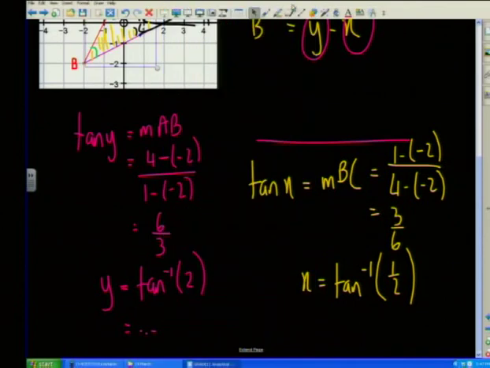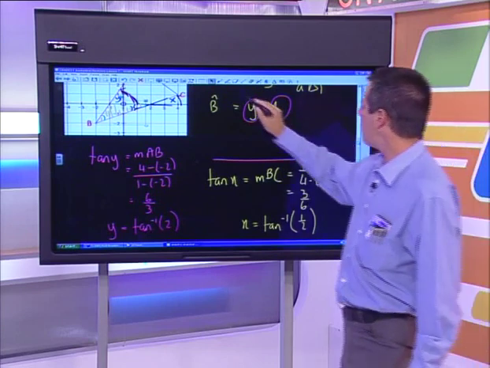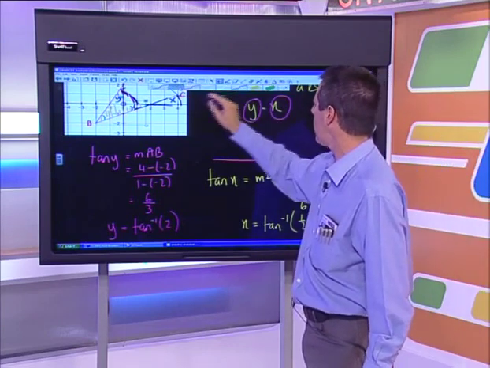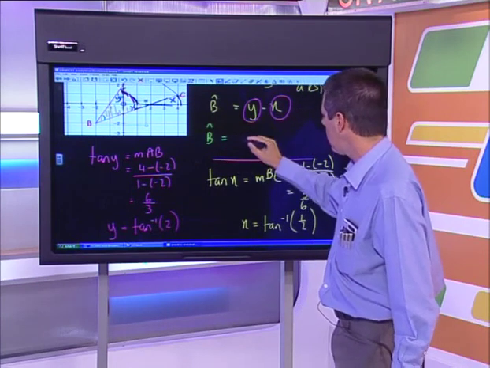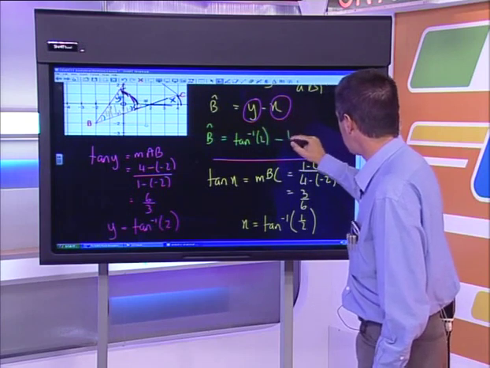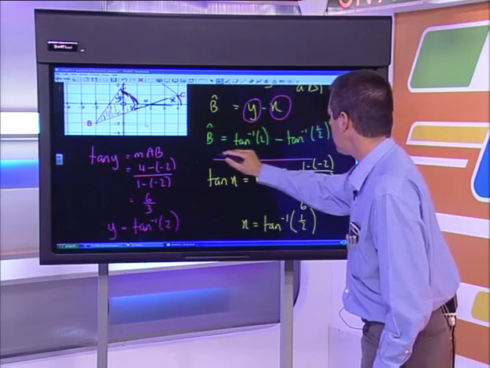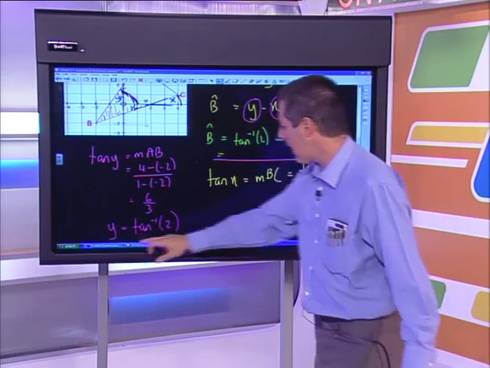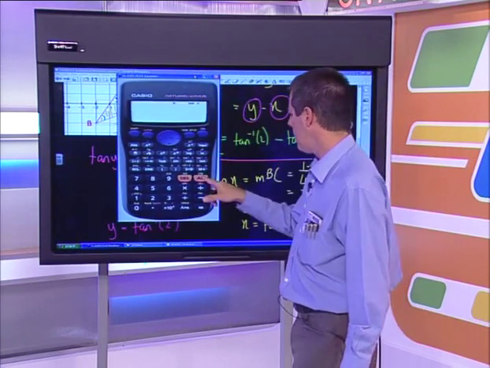But now, the way that I find this Y minus X is to put it in a calculator all in one go. Angle B is going to be the arctan of 2 minus the arctan of a half, and that is going to give me my angle. So now instead of calculating Y minus X separately, I can type it all at one time. Let's see what we get.